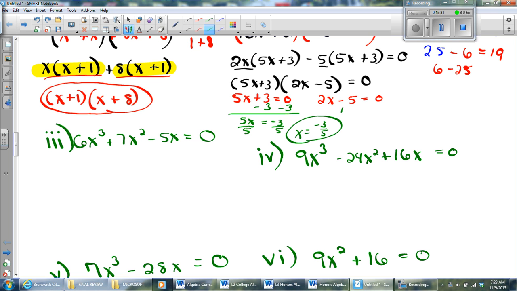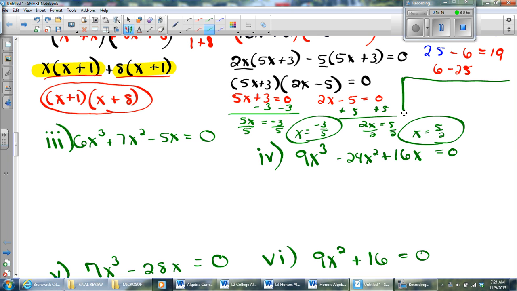Now with this one, I'm going to add 5 to both sides, and then 2x is going to equal 5. Divided by 2, x is going to equal 5 over 2, or 2.5. So there's two answers. So maybe I'll present it this way. x will equal -3/5 or 5/2.